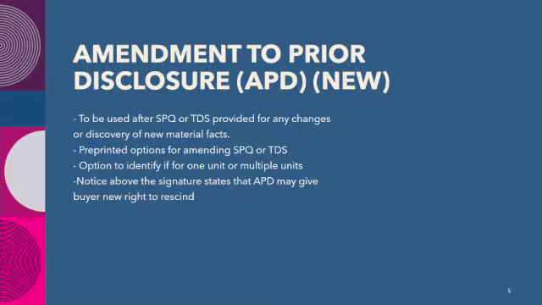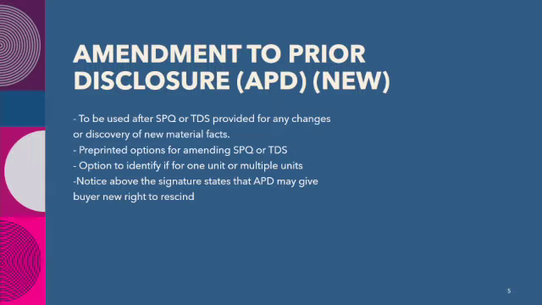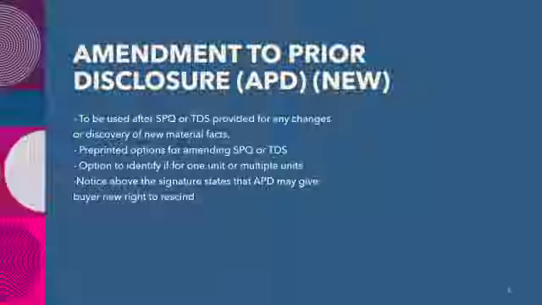Another new form is the amendment to prior disclosure. So we felt that this was needed to be used after the SPQ or TDS provided for any changes or discovery of new materials during the transaction. So pre-printed options for amending the SPQ or TDS are on there. Options to identify it for one unit or multiple units in the event that it's 1 to 4 or more. And then notice, there is a notice above the signature that states that the APD, this new form, may give buyer new right to rescind.